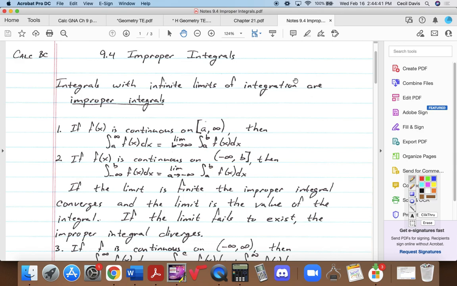All right, so it's improper integrals. This is the last section in this unit. Thank God, this unit has gone by quickly. We will have a quiz on this next Wednesday and then a test the following Wednesday.